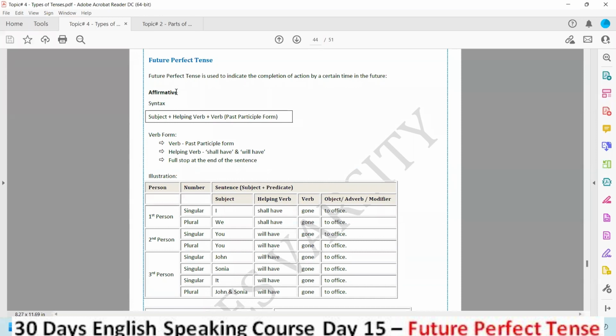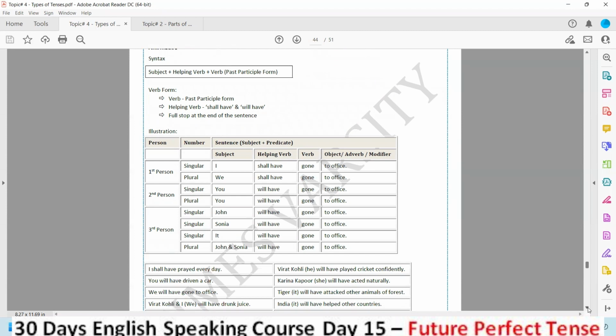Syntax for an affirmative sentence: subject plus helping verb plus verb, and the verb is the past participle form of the verb. The helping verbs here are shall have and will have. These two helping verbs will be used, and a full stop at the end of the sentence. So let's make first person singular: I shall have gone to office.